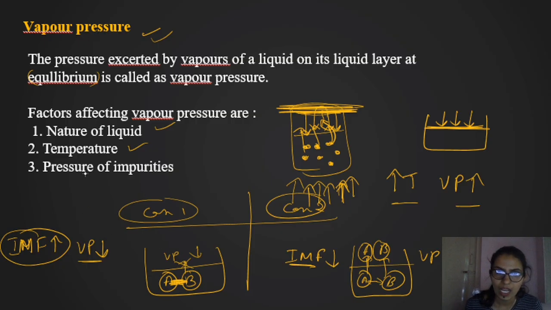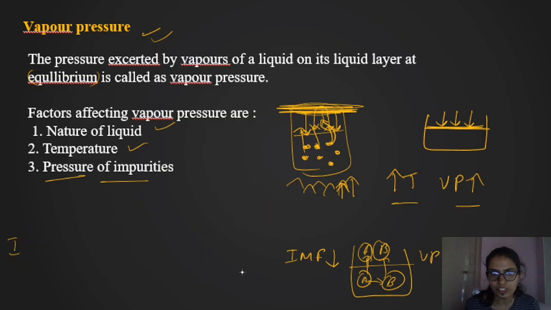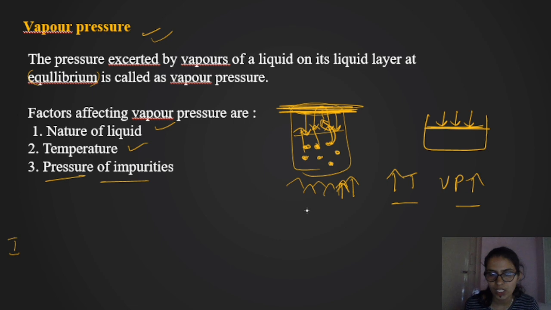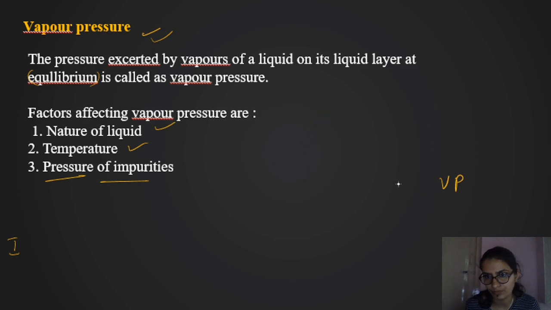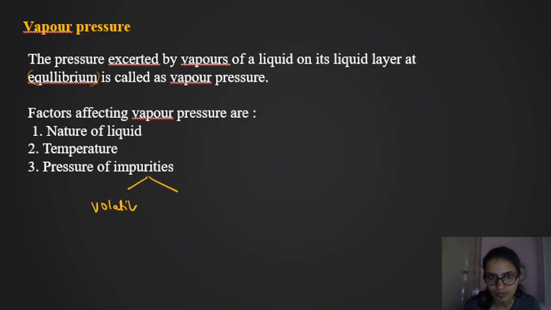Simple. And next comes presence of impurities. Look, impurities can be volatile or non-volatile. And do you know what is volatile and non-volatile? Okay, let me tell you. Again, consider the impurity is volatile, and in one more case it is non-volatile.